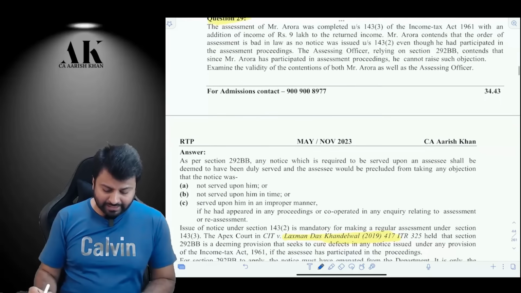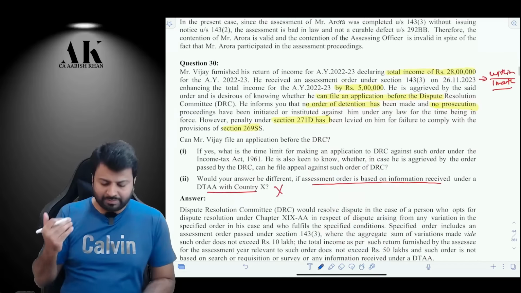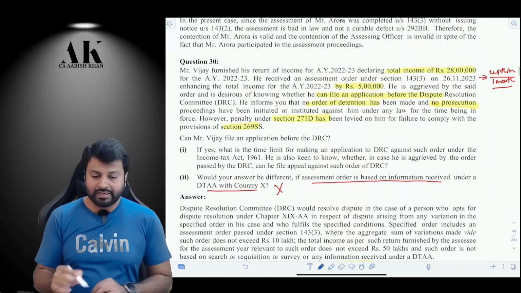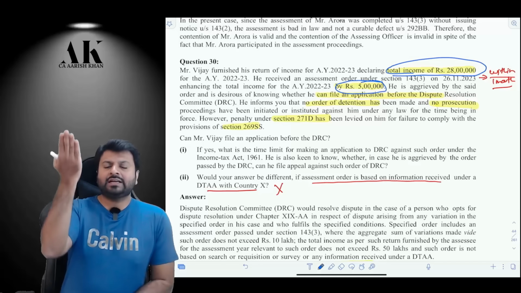Now, question number 29 is the same as what we have done earlier. That is the Lakshman Das Khandelwal case law, which we have done earlier also in the previous RTP. So, I am not repeating. Question number 30. In question number 30, what is happening? There is an assessee whose total income is 28 lakhs. And in the assessment order, the AO has increased the assessment by 5 lakh rupees.